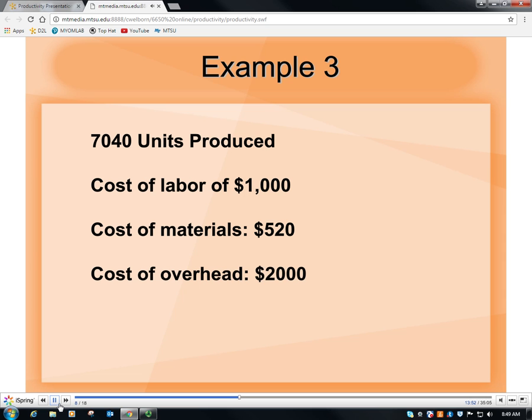Let's do a simple problem here. Pretty straightforward. 7,040 units produced. In this example, I don't know what a unit is, and I don't know how much a unit costs, so that sort of tells me one thing. I would like more information, but maybe this is the information I have, or this is the information that I need to collect. I make 7,040 units. Cost of the labor to produce those 7,040 units is $1,000. The cost of the material is $520. Cost of overhead is $2,000. We want to know what's the multi-factor productivity.